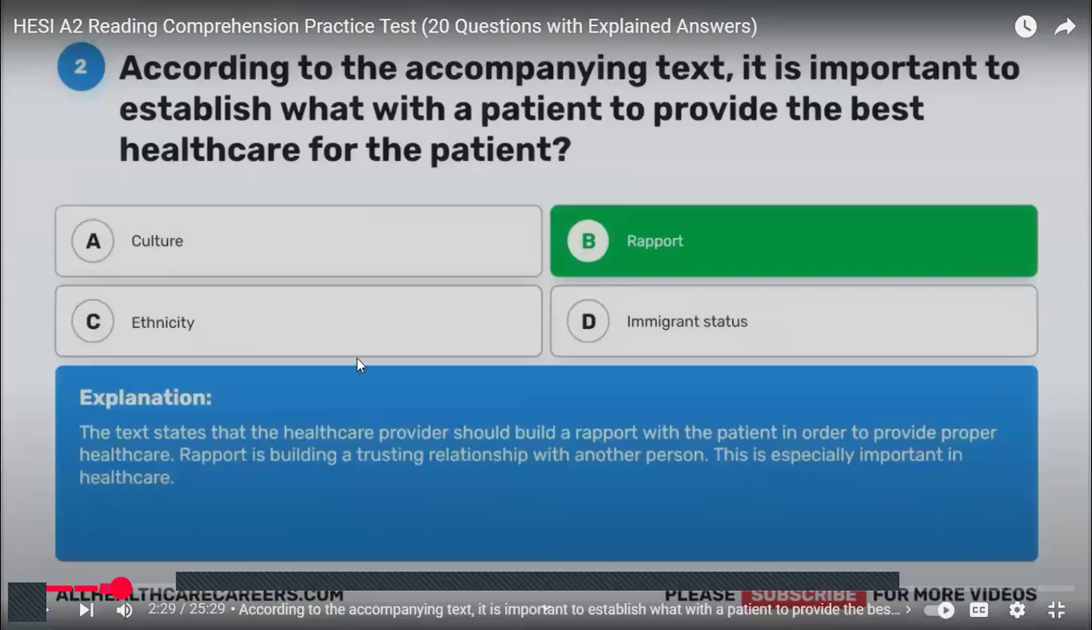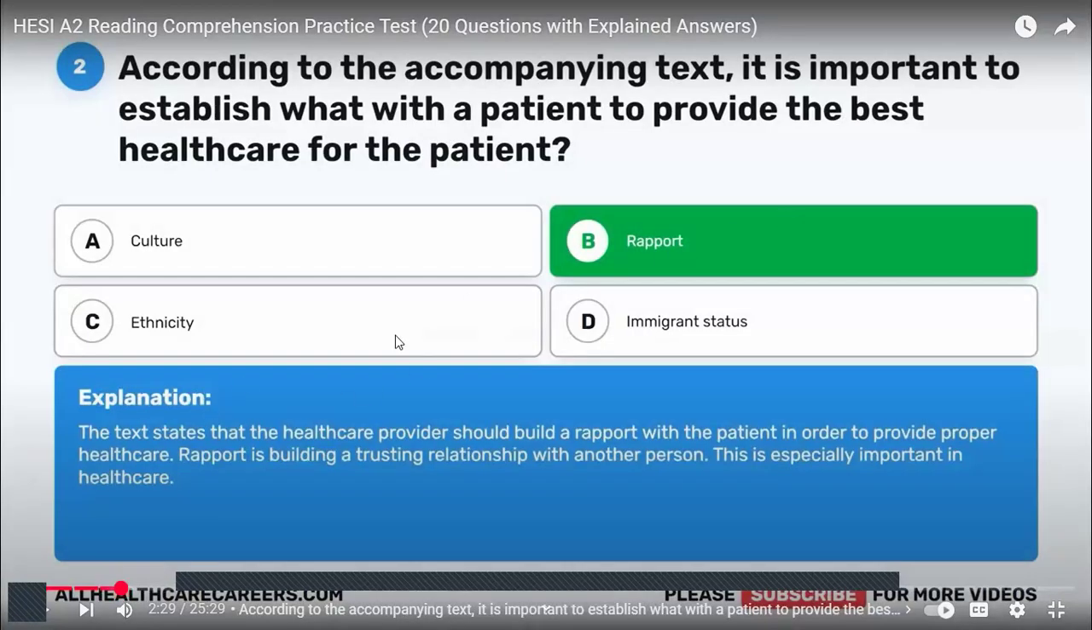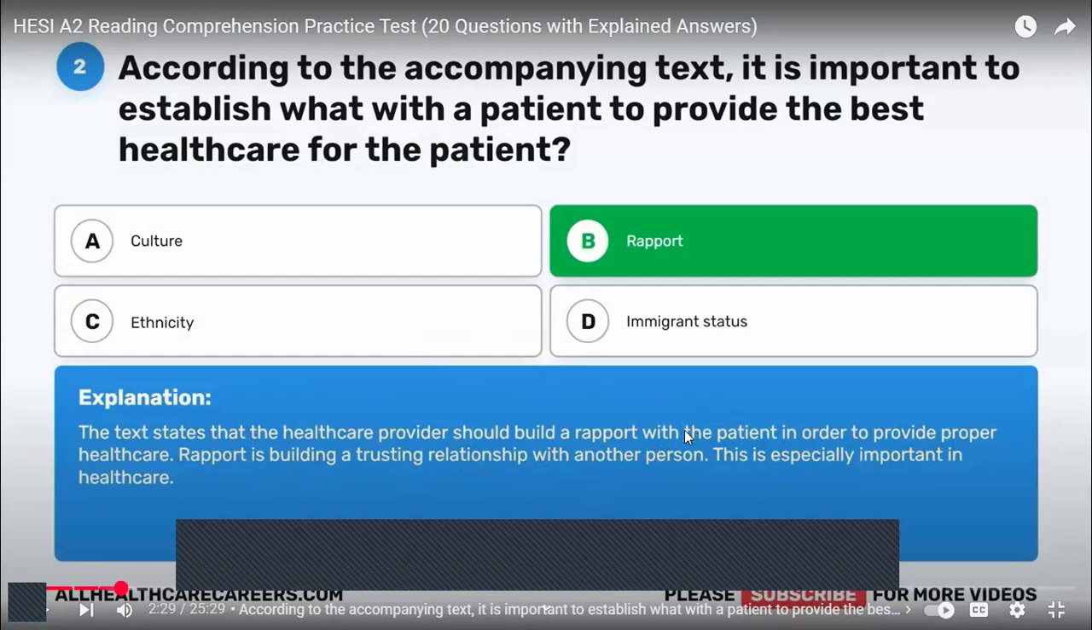And then we're going to generalize this, right? Here we go. Rapport. So the text states that the healthcare provider should build a rapport with the patient in order to provide proper health care. In order to provide what? The goal, the main topic of the paragraph, which is proper health care, the best health care possible. Rapport is building a trust relation, and then it gives you a definition of rapport. Rapport is building a trusting relationship with another person. This is especially important in healthcare.